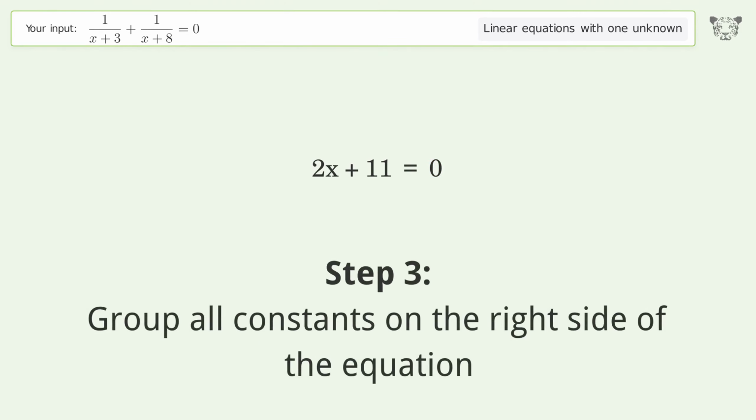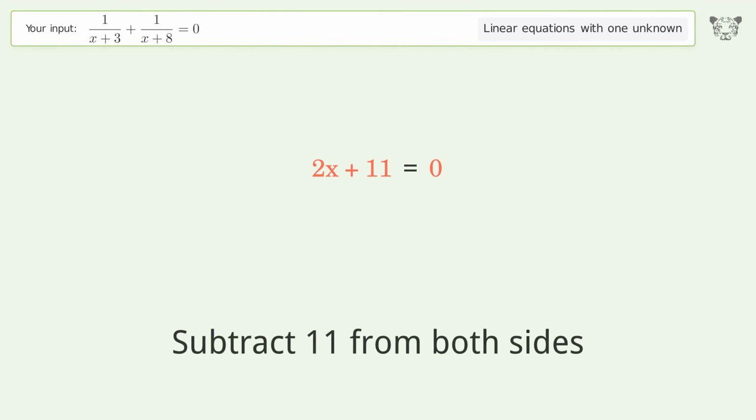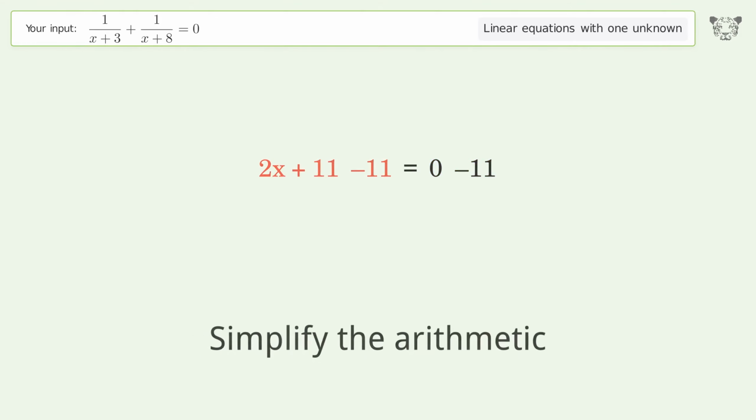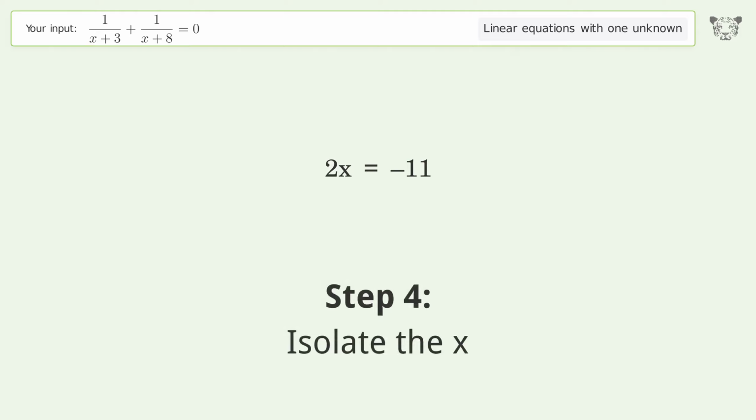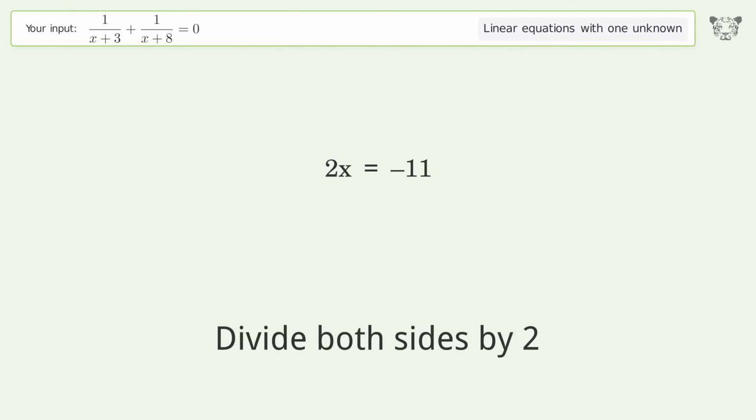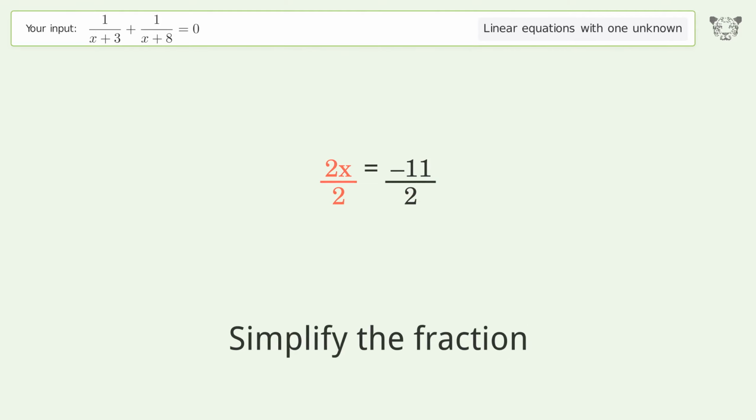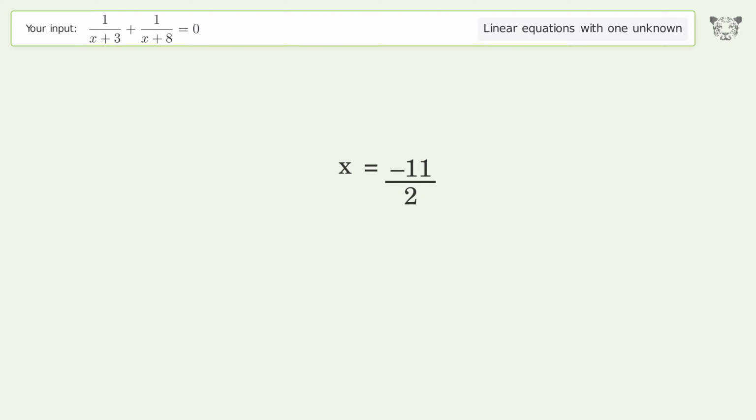Group all constants on the right side of the equation. Subtract 11 from both sides. Simplify the arithmetic. Isolate the x. Divide both sides by 2. Simplify the fraction. And so the final result is x equals -11/2.